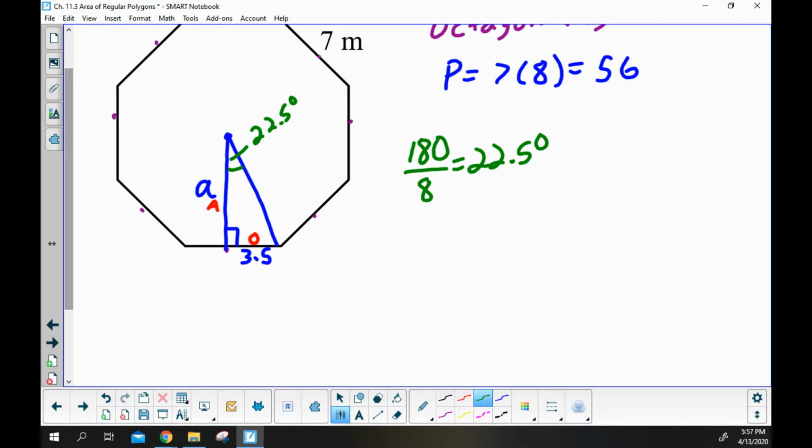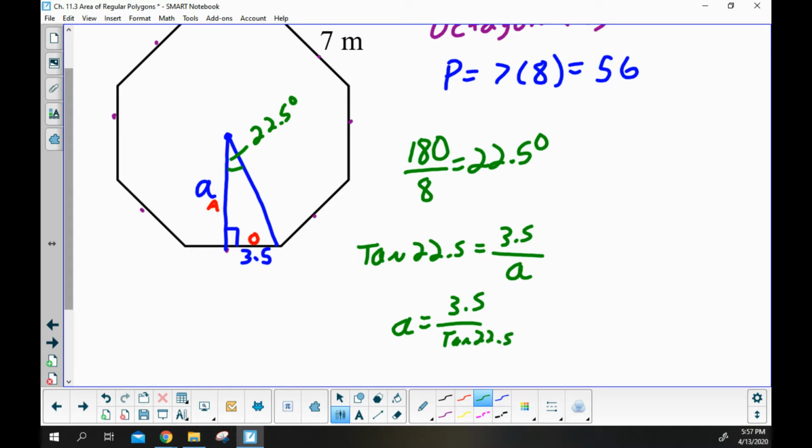So opposite adjacent, I'm going to use tangent. Tangent of 22.5 equals my opposite, 3.5, over my adjacent A. I need to solve for A. So if you remember, since my A is now in the denominator, it's going to switch whichever's on the left-hand side. So A is equal to 3.5 over the tangent of 22.5. And when we do that, we end up with roughly 8.45.